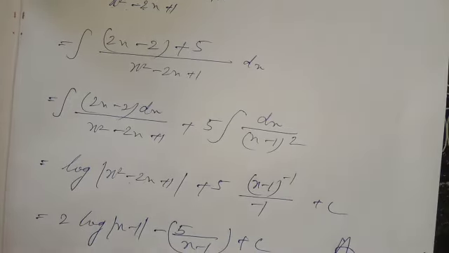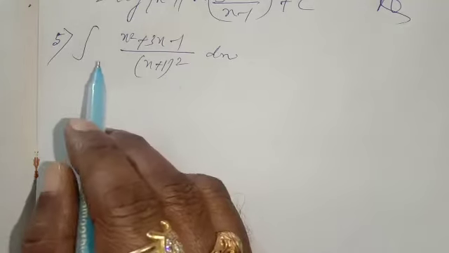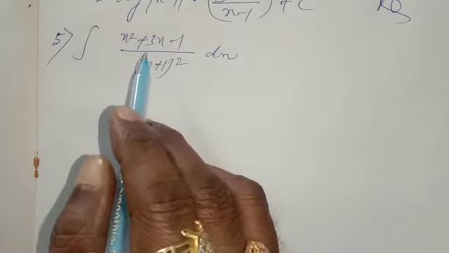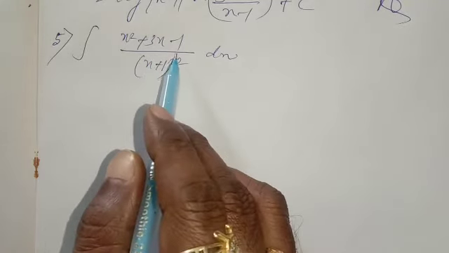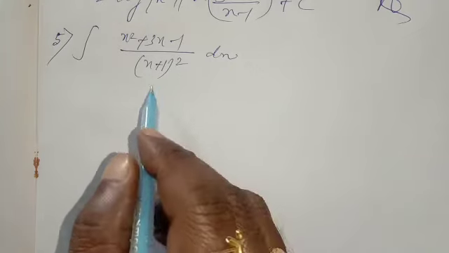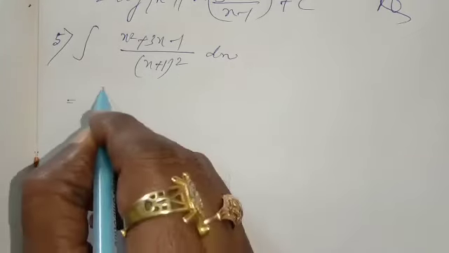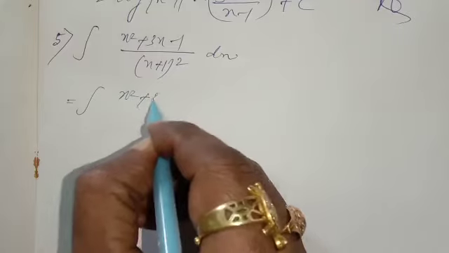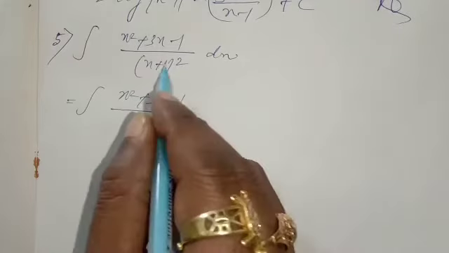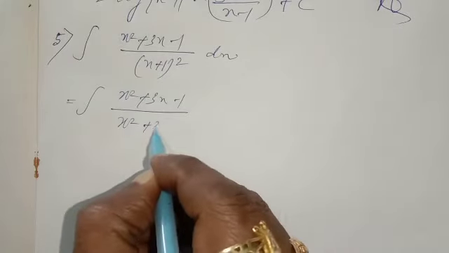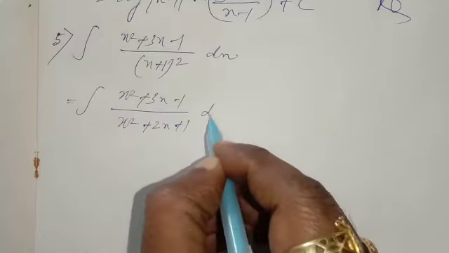Let us go to the next number. See the question number 5. Question number 5 is given: x square plus 3x minus 1 by (x plus 1) whole square. First of all, you have to break. x square plus 3x minus 1 by (x plus 1) whole square is how much? x square plus 2x plus 1, dx.